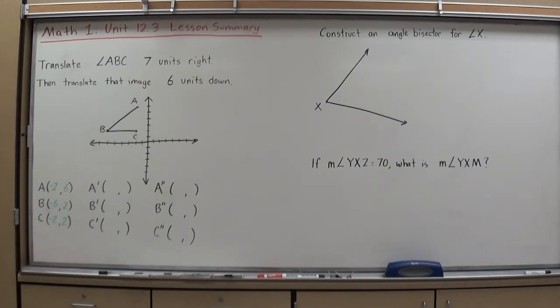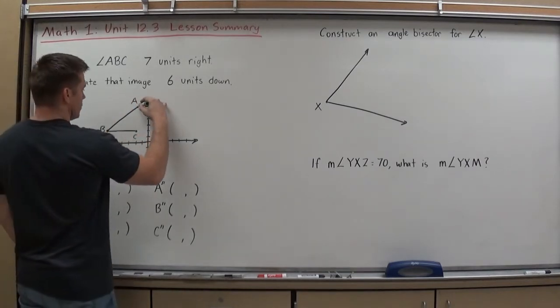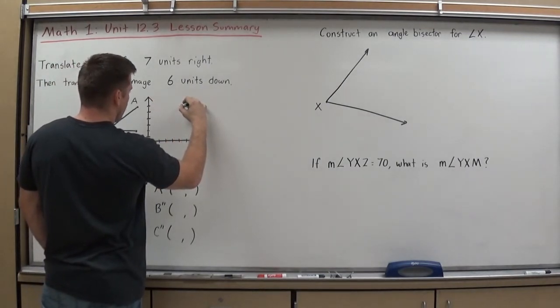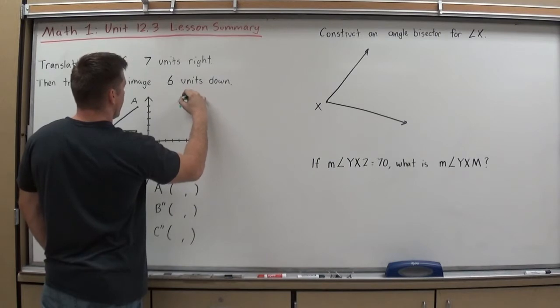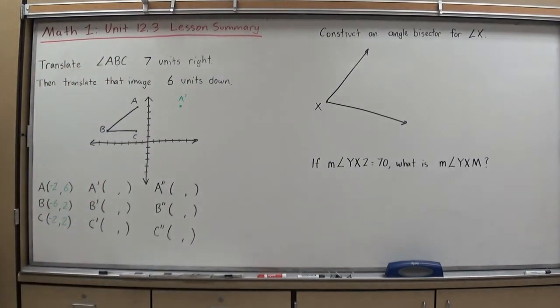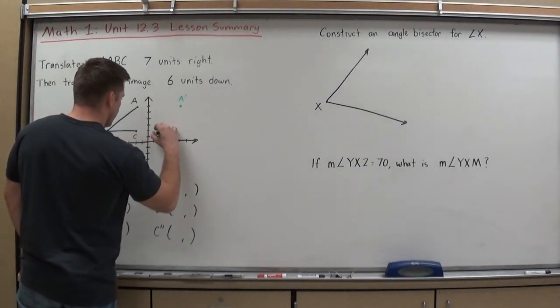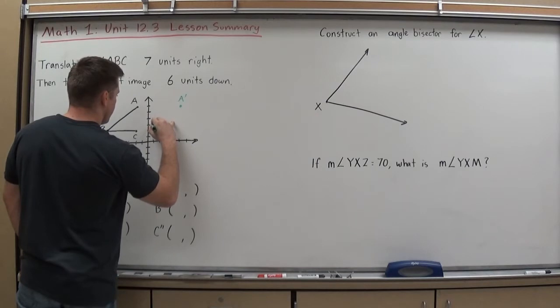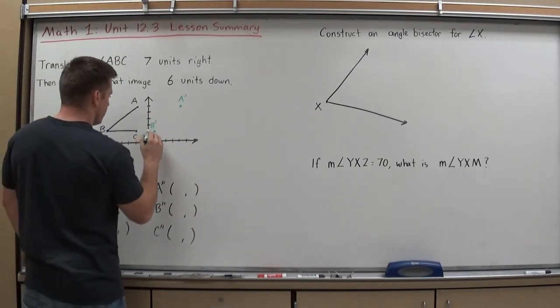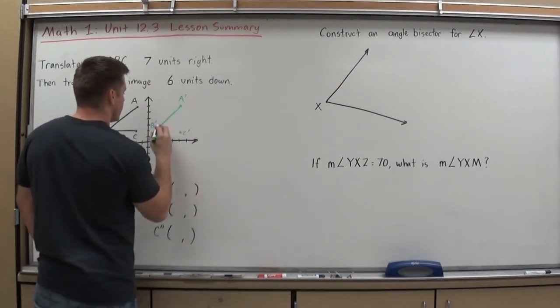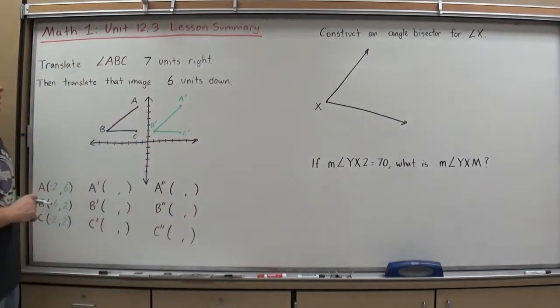What I'm going to do is translate this angle 7 units to the right to start. So I'm going to take A and I'm going to move it 7 units to the right: 1, 2, 3, 4, 5, 6, 7. And since it's a new image, I'm going to call it A prime. And I'll do the same with B and C. 1, 2, 3, 4, 5, 6, 7. Makes that B prime. And C, 1, 2, 3, 4, 5, 6, and 7. Makes that C prime. And now I can connect those segments and draw my translated angle.